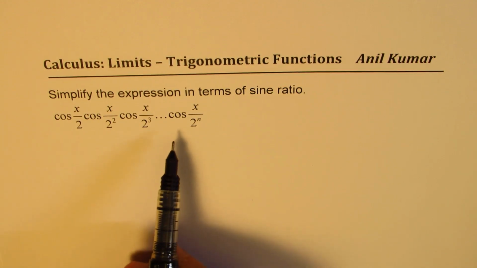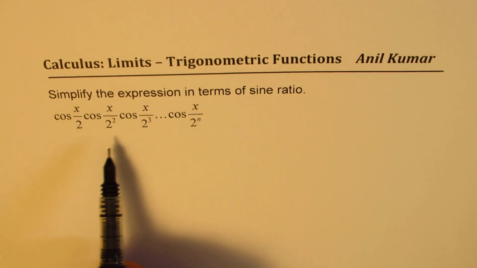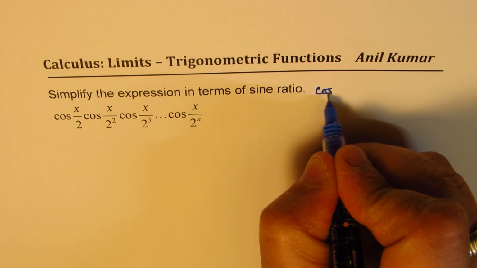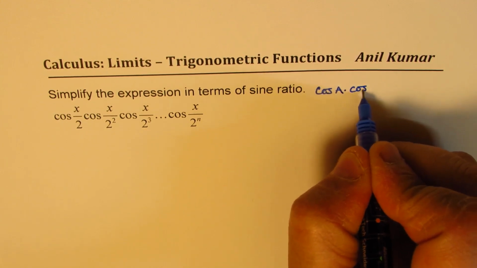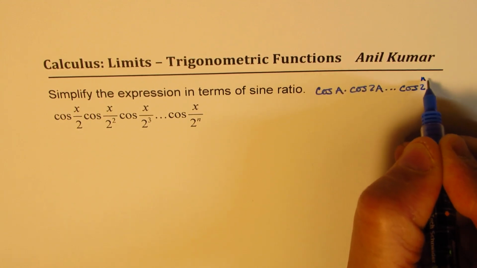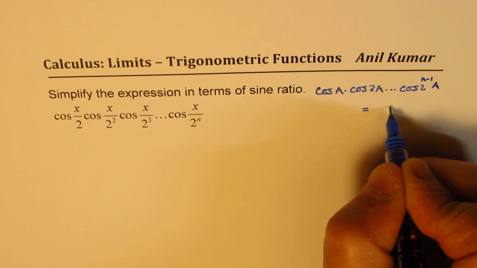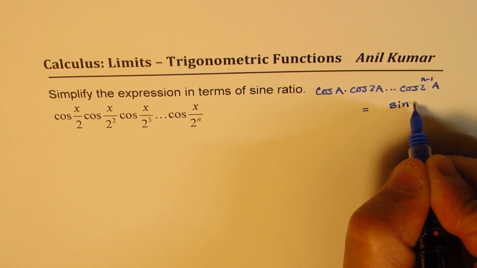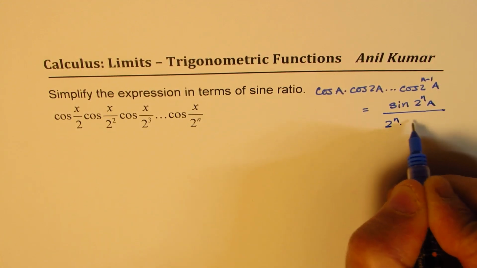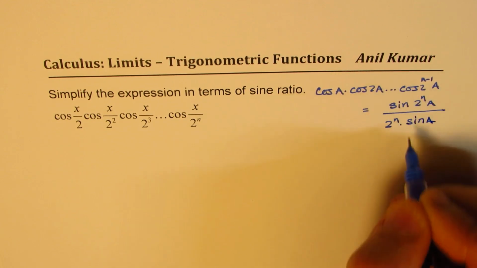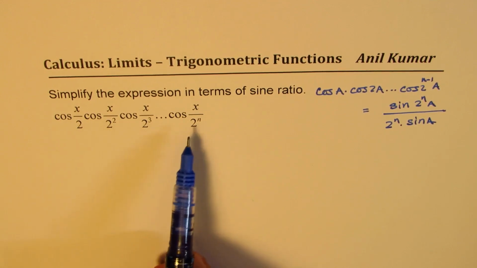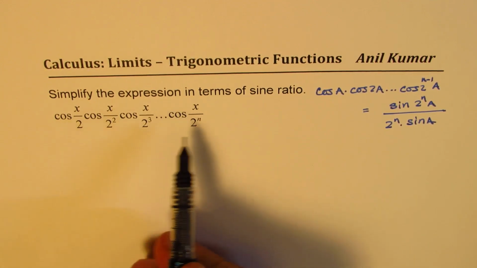Okay, now this time what we are going to do is we'll reverse the order, because what we learned was that if I have cos of A times cos of 2A till cos of 2 to the power of n minus 1A, then this was equal to sine 2 to the power of n A over 2 to the power of n times sine A. Correct? This is what we learned. So there we were actually multiplying by 2. Here we are dividing by 2. So I'll do a simple change. I'll kind of flip the order.